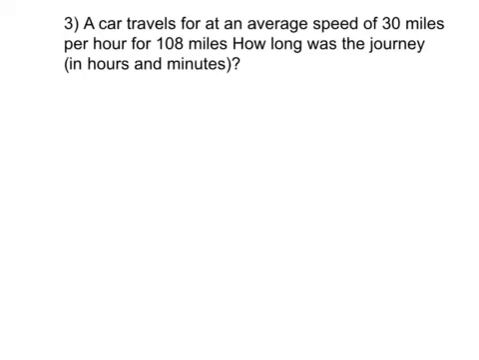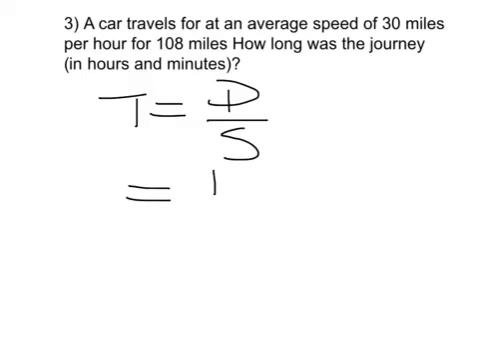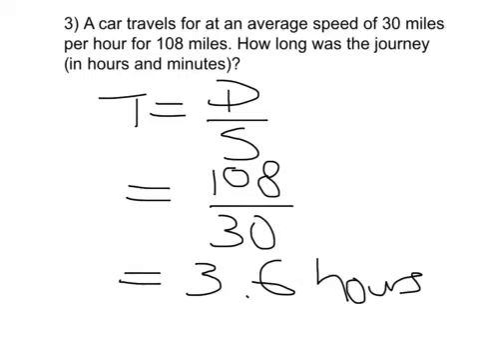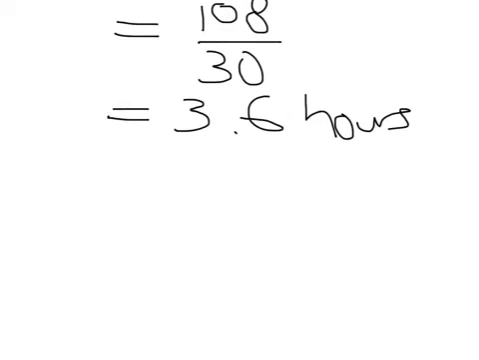So as usual, we write down our formula. We have time is distance divided by speed. We know that our distance is 108 miles. We know our speed is 30 miles per hour. So we do 108 divided by 30 and that gives us 3.6 hours.